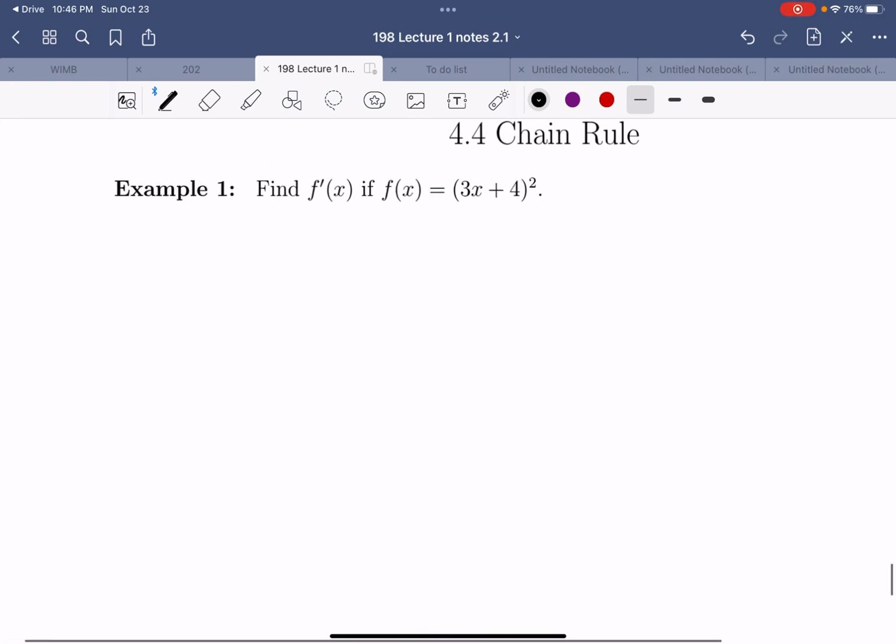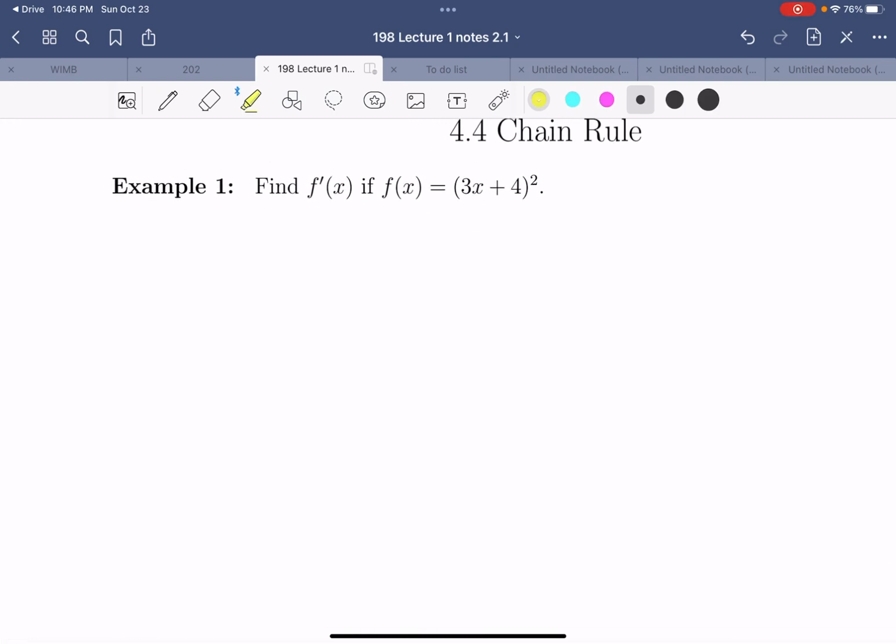So the chain rule is what we use when we have a function inside a function. So we have a 3x plus 4 inside a square. And so we want to develop a rule that we're going to call the chain rule in order to differentiate this. So right now we don't have a rule when it's set up like that.